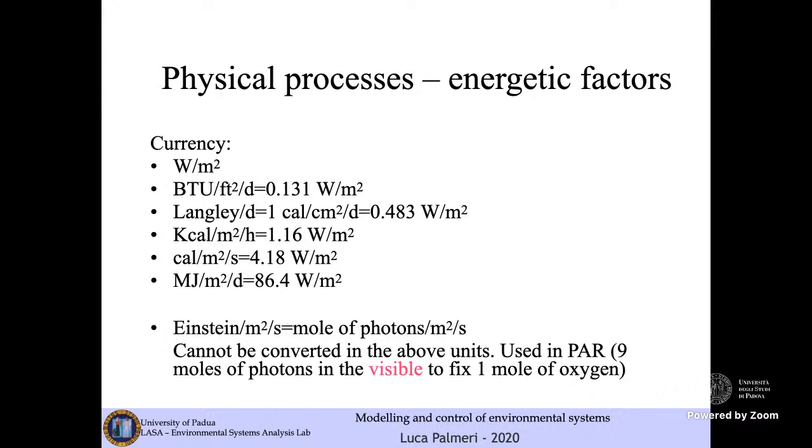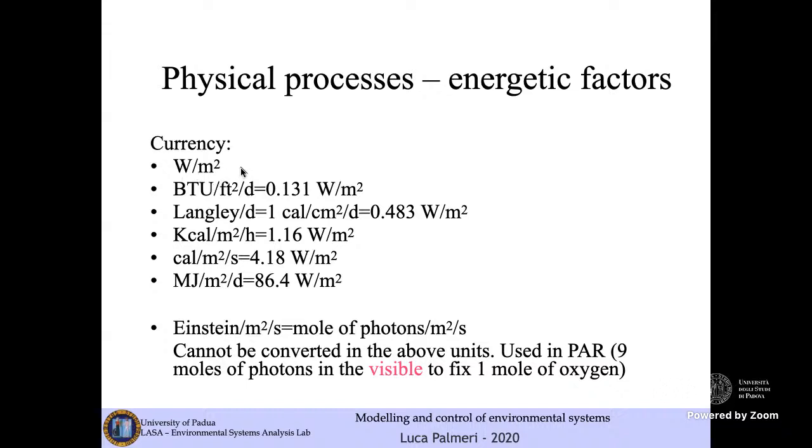So how do we model these energetic factors, the energetic factors linked to solar radiation? First of all, we shall give an overview of the various currencies that may be employed for describing the energetic factors related to solar radiation. We may start by comparing different currencies, in particular the base currency, which is watts per square meter, the currency of the solar constant.